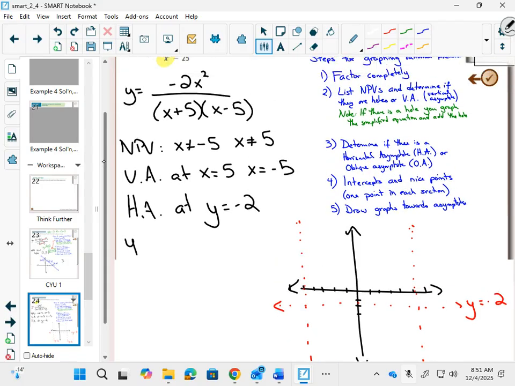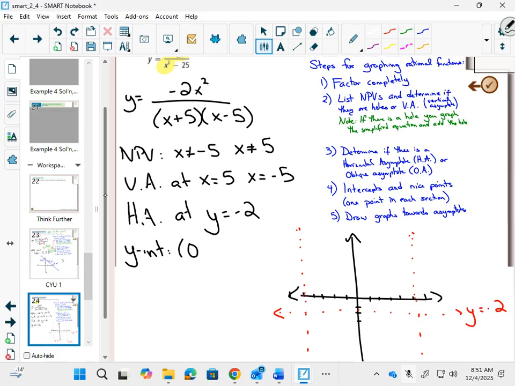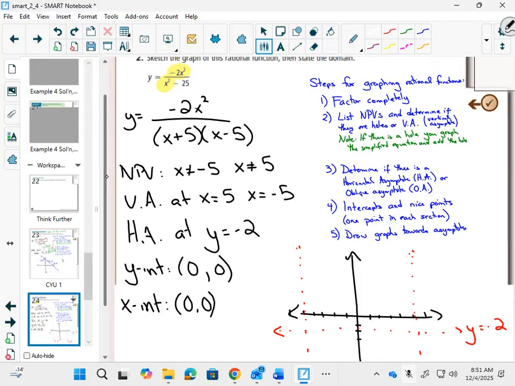Next, the y-intercept is the easiest to find, so I plug in 0 for x. My original equation gives me 0, which happens to also be my x-intercept, and the only x-intercept that I have, right? So for the y-intercept, I plugged in 0 for x, and I got 0 over -25, which is 0. For the x-intercept, I set y to 0 to see if there was anything else that could possibly make it 0. And there isn't, because the only thing that would make my numerator 0 is 0. So I've got (0, 0) as my only point.